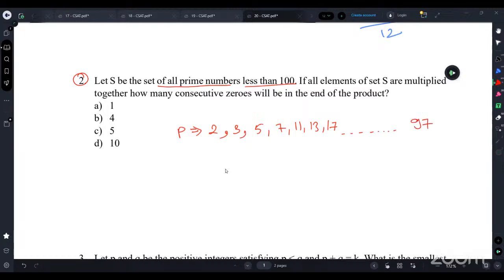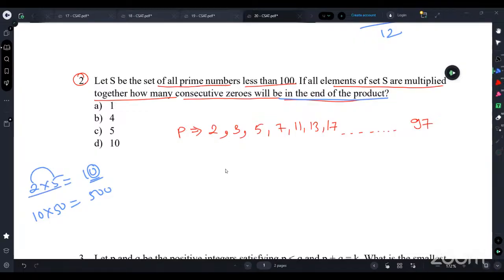Up to 100. See now, when all the elements of S are multiplied together, how many consecutive zeros will be there in the product? Okay, see now, what will be the consecutive zeros in the end of product? So for example, guys, if I multiply 2 into 5, I'll get 10. So there is 1 zero in the product in the end, right? See now, for example, if I make 10 into 50, I'll get 2 zeros, 500.